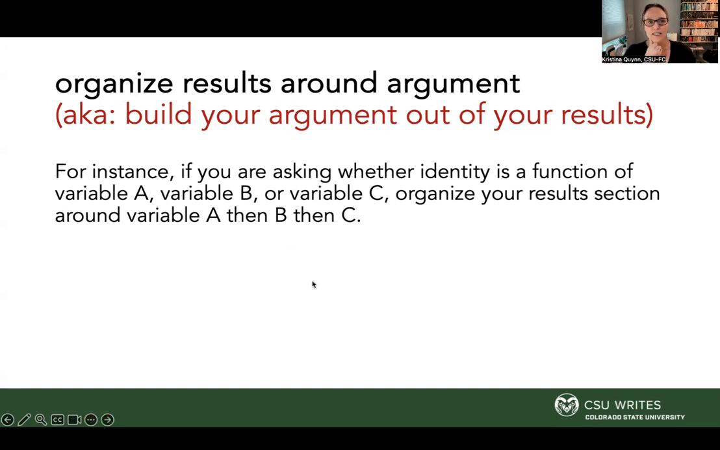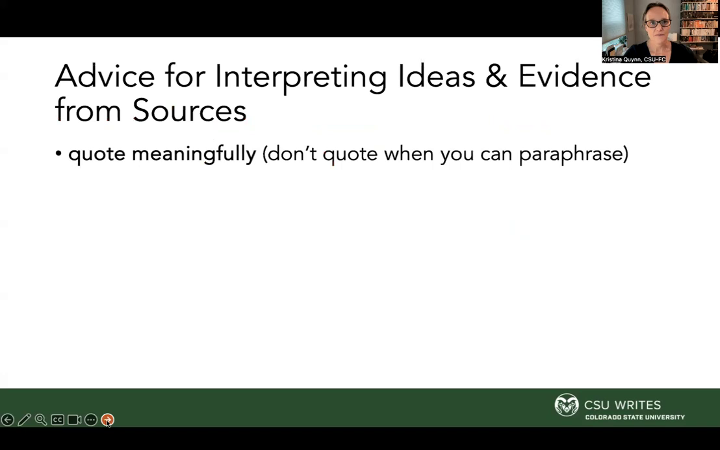But here, this is a good example of kind of organizing your results around your arguments. So for example, if you're asking whether identity is a function of variable A, B, or C, organize your result sections around A, B, and then C. What you want is this kind of consistency of arrangement from your introduction throughout. And as we talked about before, maybe you've changed the order, changed how you've been writing about things later on. So you want to go back and make sure that you revise so that variable A, B, C is in order and A, B, and C is in order. It'll just make it easier for your readers as they move through your article.